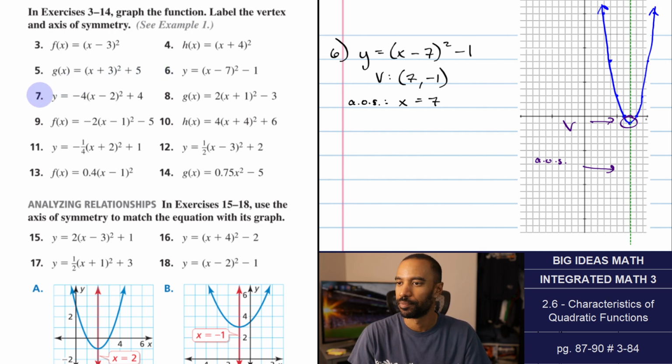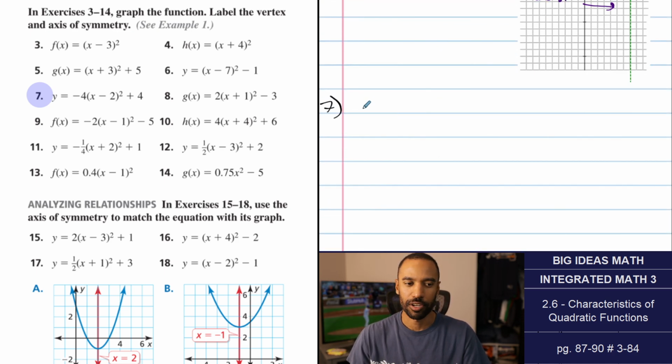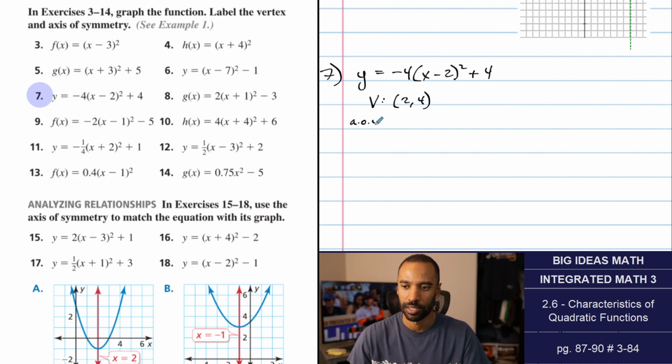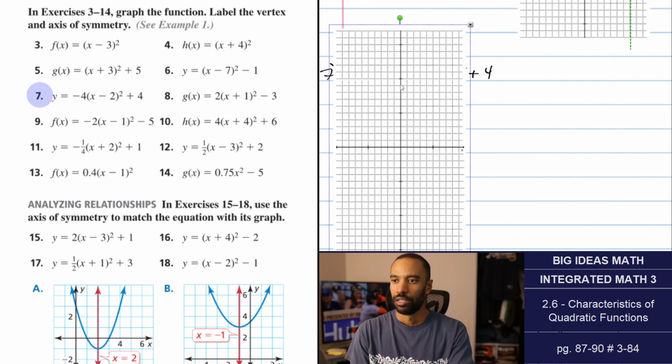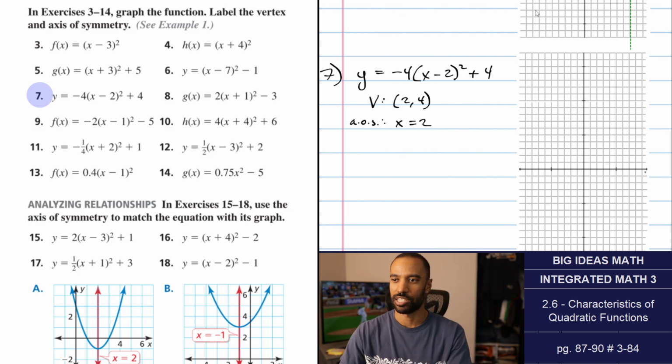Number 7. Number 7, we have y equals negative 4 times x minus 2 quantity squared plus 4. Now, we're not talking about mins and maxes just yet, but as this thing flips over, it'll no longer be a min. It'll now be a max. The vertex is at 2, 4. Axis of symmetry at x equals 2. Let's get that guy plotted and graphed out. Now, the vertex is here, but it is a maximum this time, 2, 4.